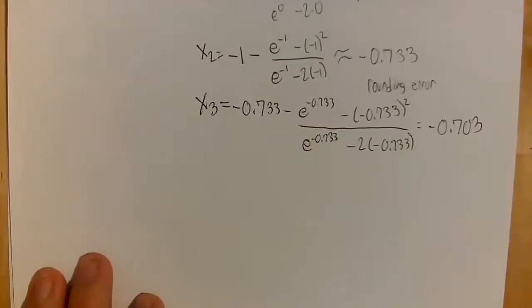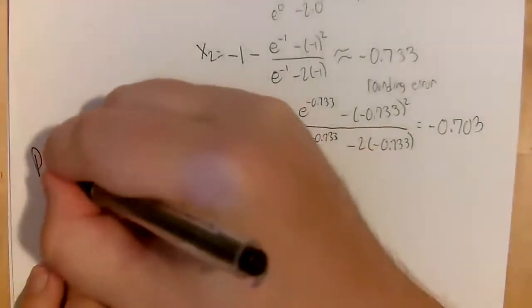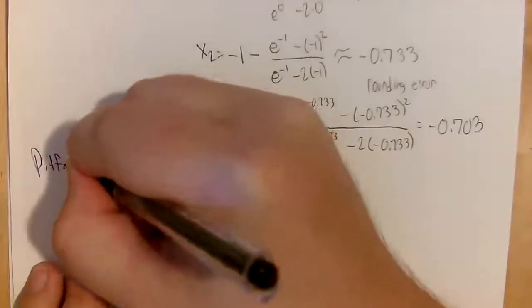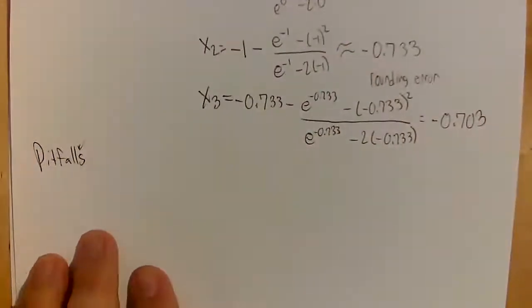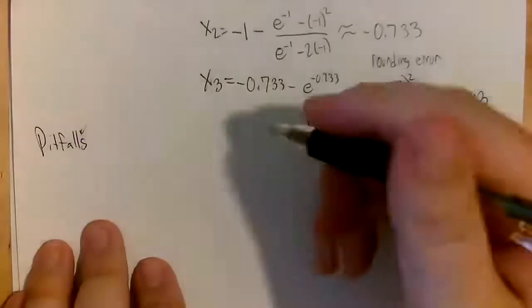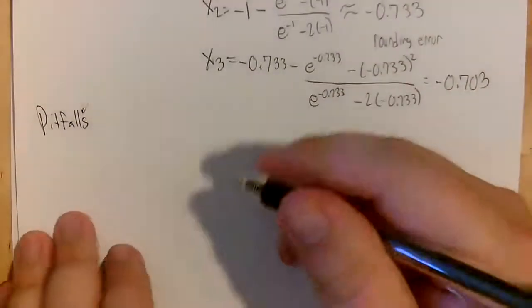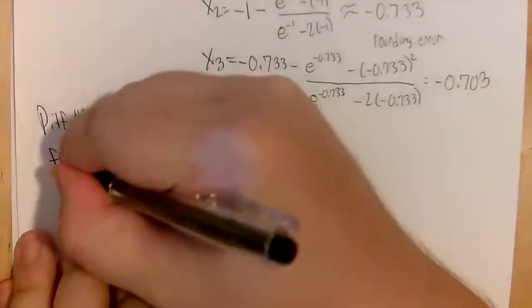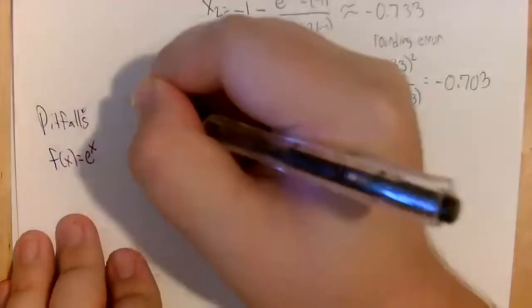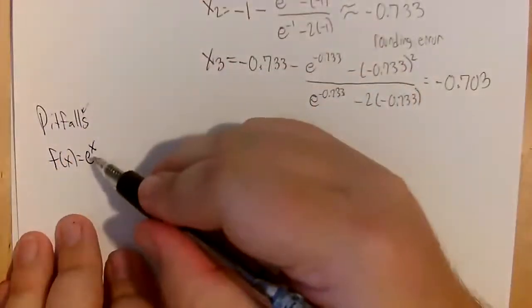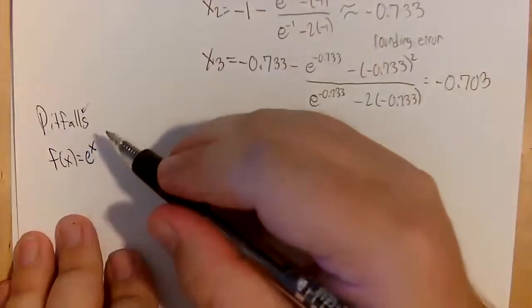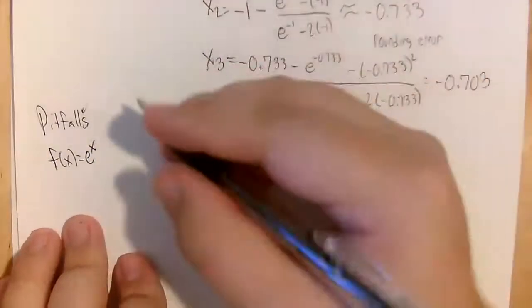Now I want to go over some possible pitfalls and weaknesses with Newton's method here. It's not perfect. There are going to be instances where it's not going to work. So for example, let's say that I chose as my function e to the x. Now I want to use Newton's method on e to the x. Now you might immediately notice a problem here.